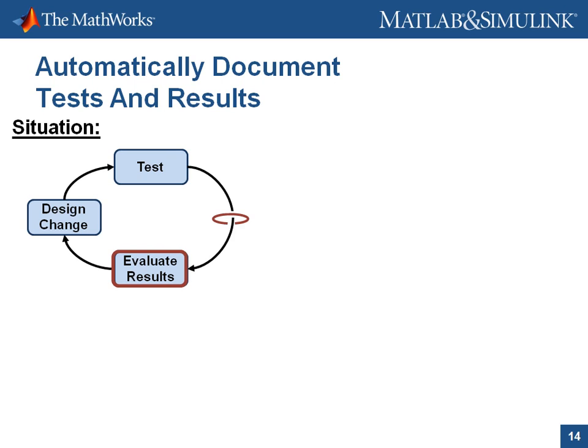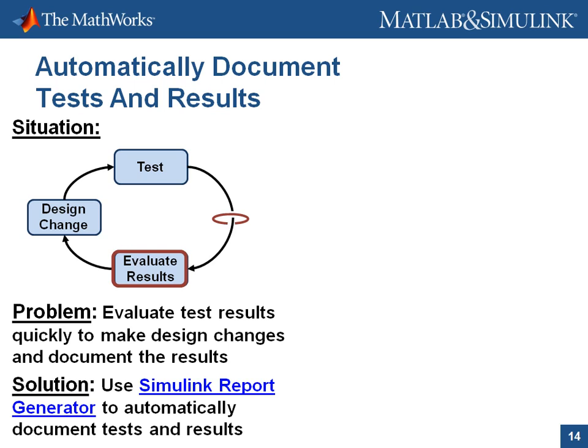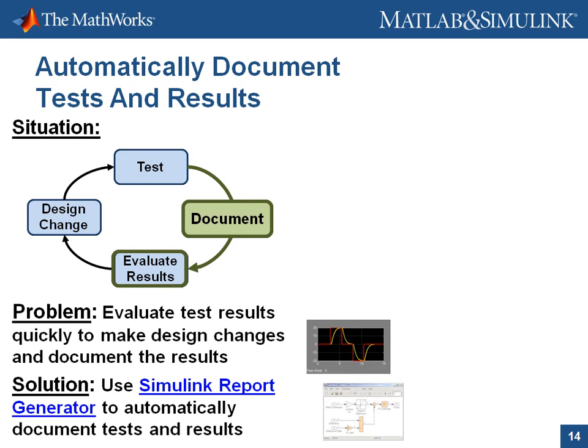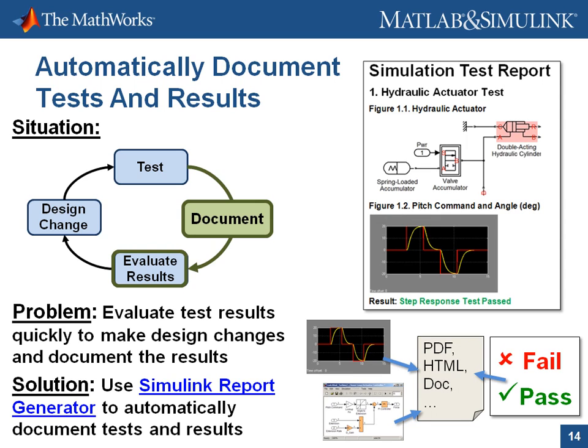In order to enable engineers to iterate more quickly, therefore shortening the development cycle and producing better designs, we need to give them ways of automating the test process and the evaluation of the results. To show you how this can be done, we're going to use the Simulink report generator to run a set of tests and to automatically document and evaluate the results. We'll see that the document that is produced will have screenshots of the model, of plots, and indicate whether or not the design has passed or failed certain tests. And these documents can be used to document the performance of a design.